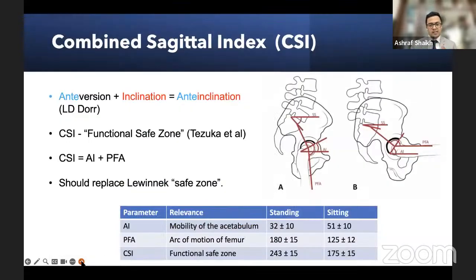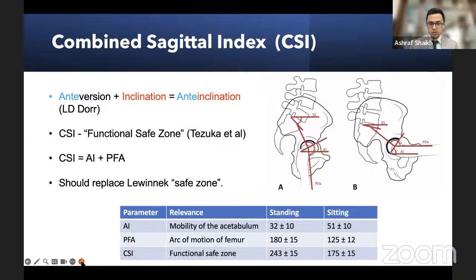Now, this concept of anteversion along with inclination has been termed as anti-inclination by Larry Dodd, and this is based on a lateral X-ray where we draw an angle from the posterior inferior aspect of the acetabulum to the anterior superior aspect with a horizontal line. This is known as anti-inclination, which gives relevance about the mobility of the acetabulum from the standing to the sitting position. It increases in the sitting position. And the second one is the pelvifemoral angle, which is the arc of motion of the femur.